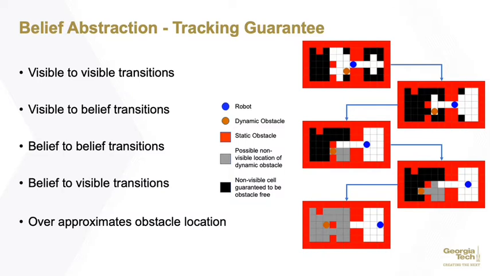This belief tracking method over-approximates the possible obstacle locations and guarantees the obstacle is contained within the region represented by the belief, meaning we can guarantee which regions are obstacle-free.